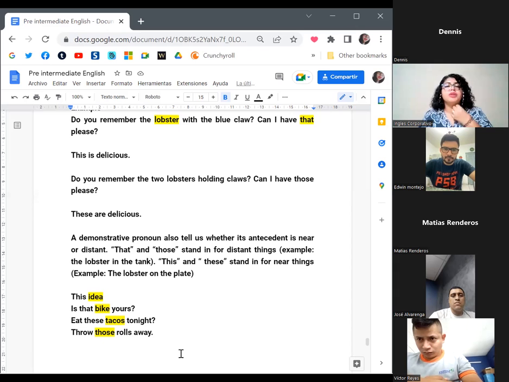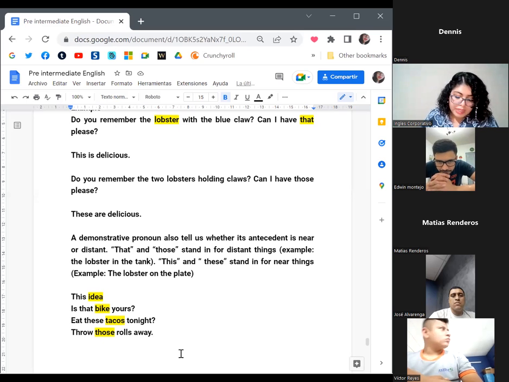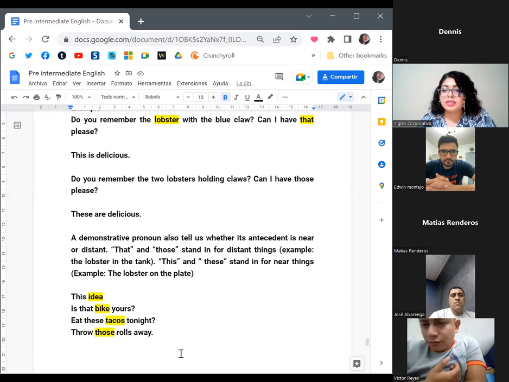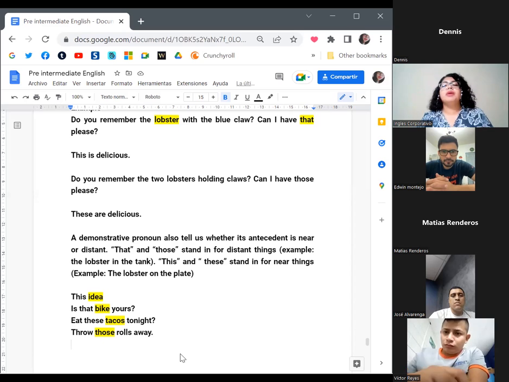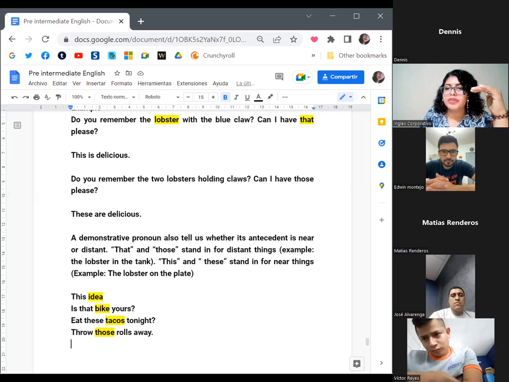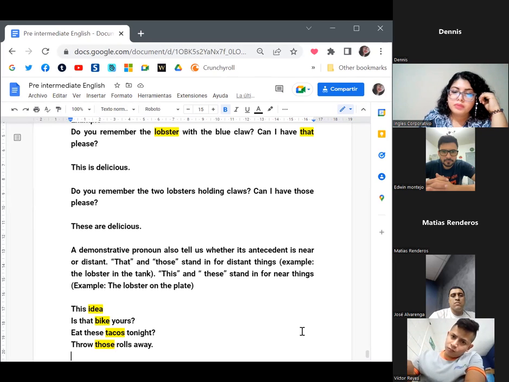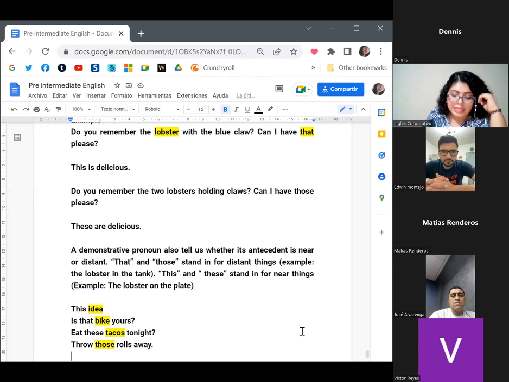So we have some things that we need to know about this one that is very important. For the first one, a demonstrative pronoun doesn't always stand in for something known to the audience, because in some cases, people don't know anything about the context of the things that we are saying. So in that case, we need to say the whole sentence so people understand the context of the things that we are saying. And we can also use those demonstrative pronouns to tell about the context of the sentences.